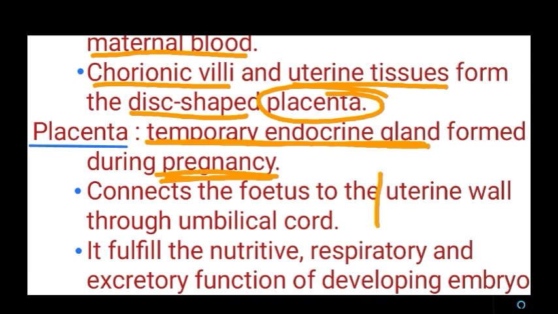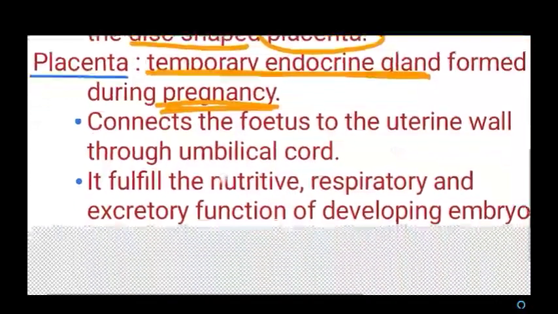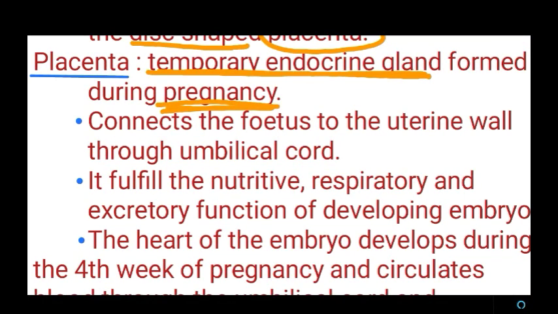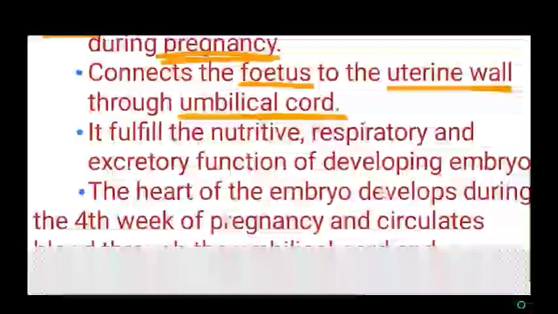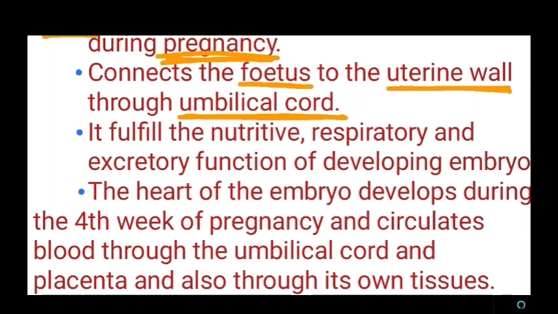So what is the main function of this placenta? It connects the fetus to the uterine wall through the umbilical cord. So this placenta connects the fetus and the uterine wall, and the fetus connects with this placenta by means of the umbilical cord. What is the necessity of the placenta? What is the need of this placenta?